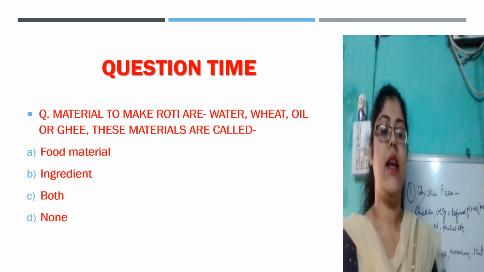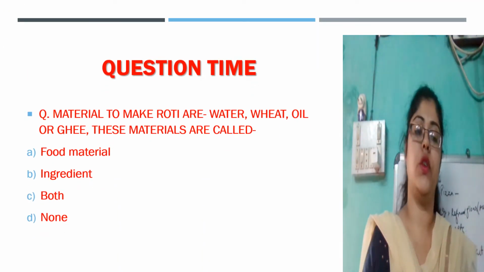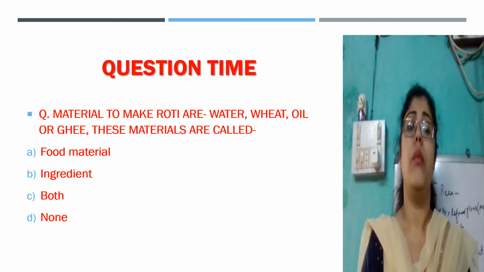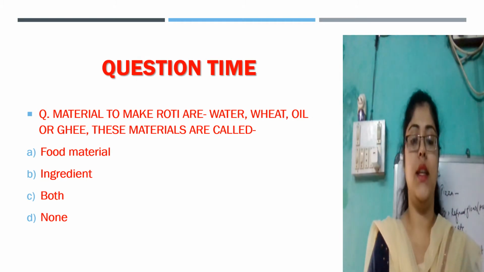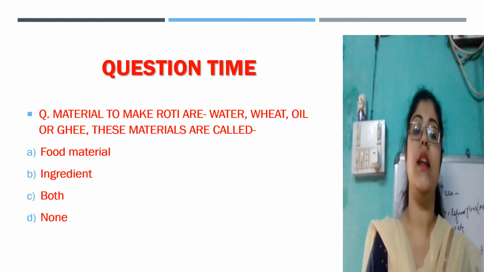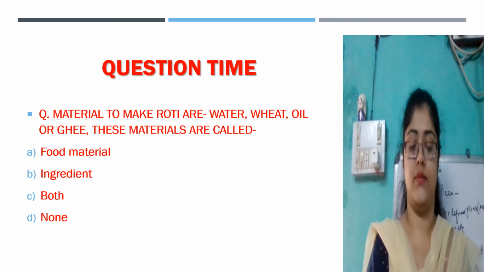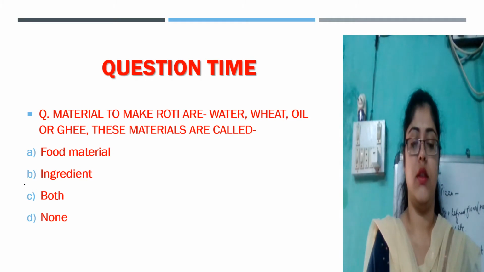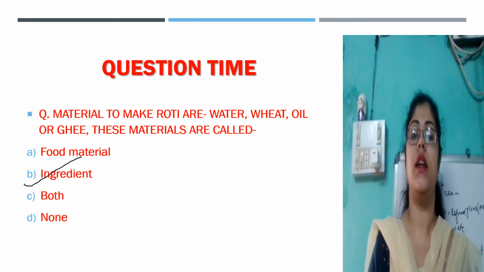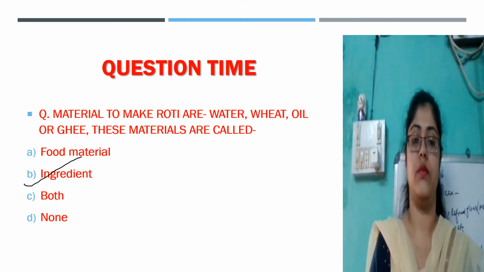Now class, here is another question time for you. The question says that the materials to make roti are wheat, water, oil or ghee. These materials are called food material, ingredient, both or none? Very good, class. So the answer is, you are correct, it will be ingredients. Very good.